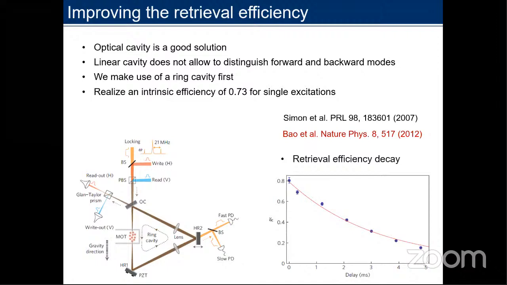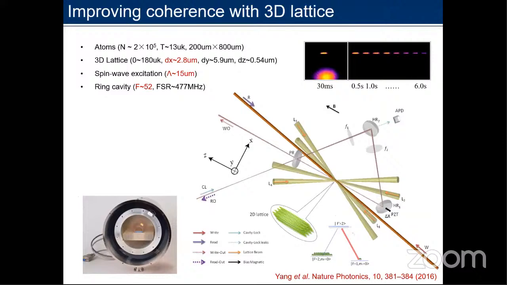As we know, an optical cavity is a good solution to enhance atom-photon interaction. In 2007, the Vuletić group made the first attempt by using a linear cavity. There was one significant drawback in their experiment, since the forward and backward scattered photons cannot be separated, while only the forward mode has a long coherence time. In 2012, we performed the first experiment with a ring cavity and improved the retrieval efficiency to 73% for single excitations. With free atoms, the typical memory lifetime is about 1 millisecond.